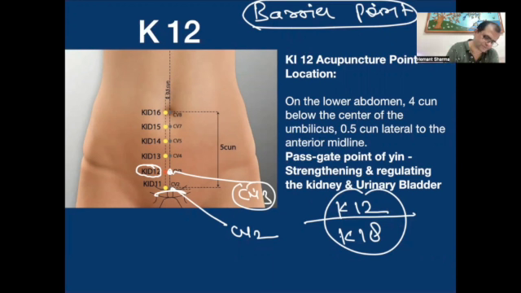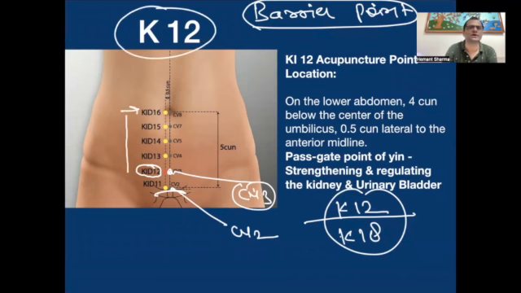So now, if we talk about the point number 1, kidney 12, अगर हम kidney 12 की बात करें, from the navel we can see ये कितना नीचे, 4 चुन नीचे. Okay, we are understanding now. Now both the points, kidney 12 and the kidney 18, very good point for kidney and urinary bladder. Good.